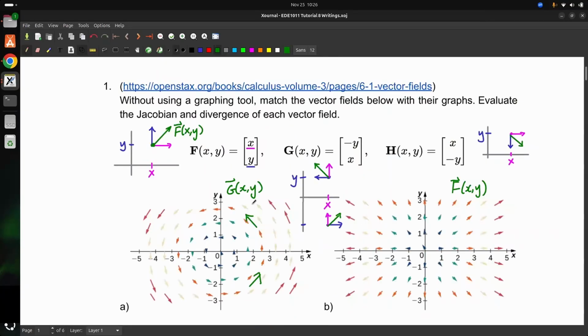Thank you. Yeah, so do I need to do the Jacobian and divergence or not? Evaluation of the Jacobian and divergence.